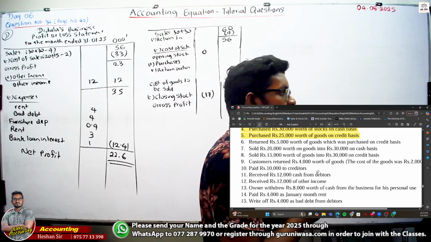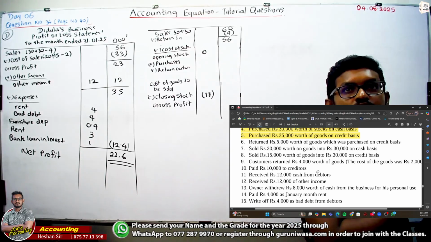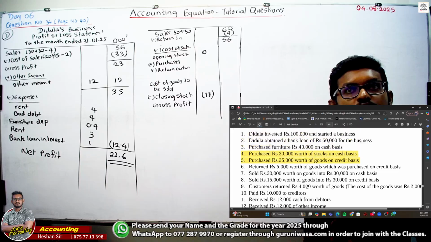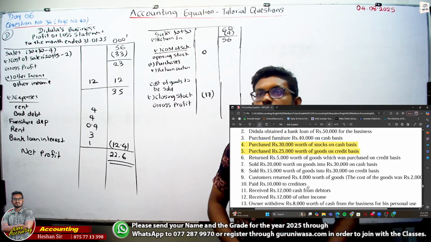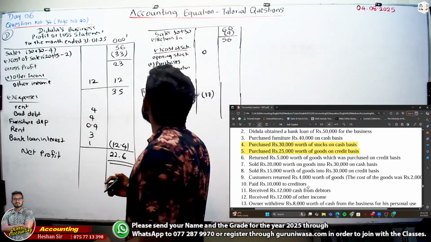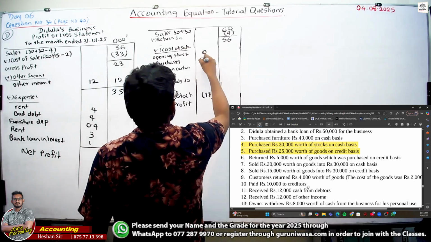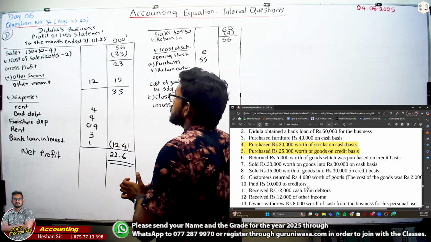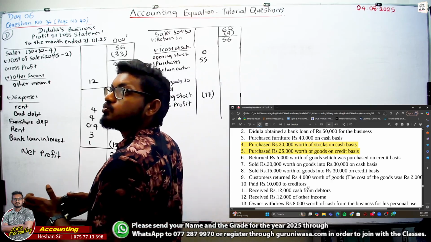When it comes to purchases, you can see purchases only two things, right? 55. Return outwards 2, right? 2.